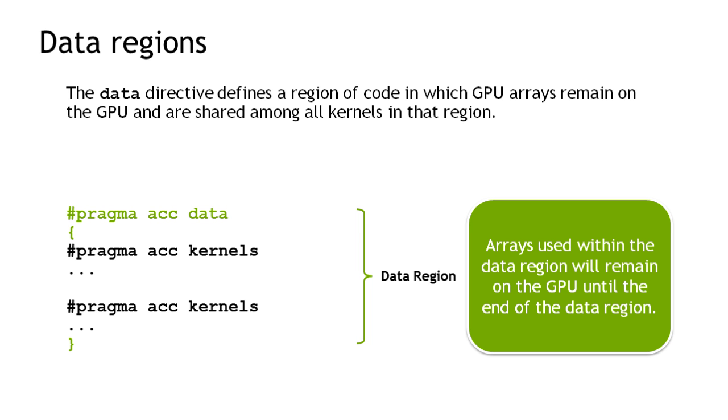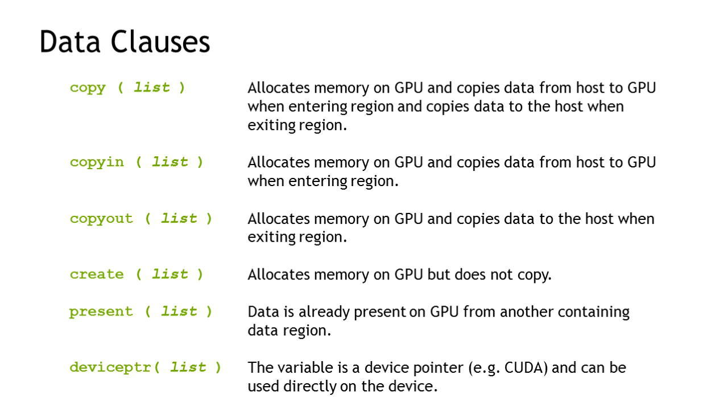The data directive identifies a block of code, a region of code, where I want my GPU arrays to stay on the GPU. And so you can see here, if I have 2 ACC kernels regions wrapped with an ACC data region, that these kernels regions will share those arrays. Now, I can actually do something better, and that is to tell the compiler explicitly how I want the data to be moved. I'll do that with data clauses.